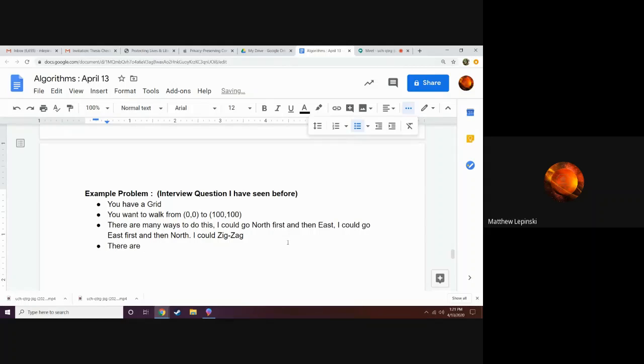There are a bunch of special points in the grid. How do you walk from 0, 0 to 100, 100?